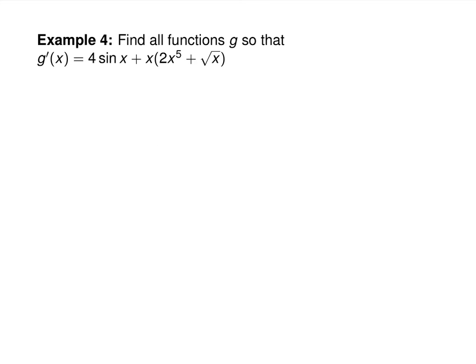Okay. Find all functions g so that g prime equals stuff. Now, the problem with this is right now, this is a product. You do not have a product rule, there will not be a product rule, don't make one up, you're going to be wrong. So you have to make this so that there's no product anymore if you can. Just distribute. So g prime is 4 sine x plus 2x to the 6th plus, when that x multiplies that root x, what do you do to the exponents? 3 over 2, you add them.